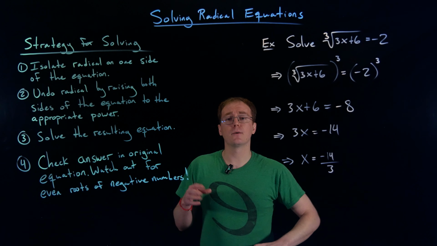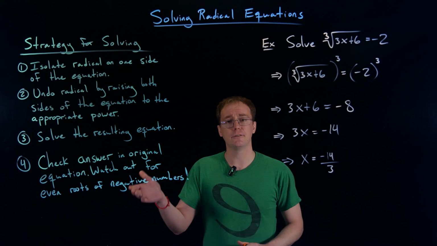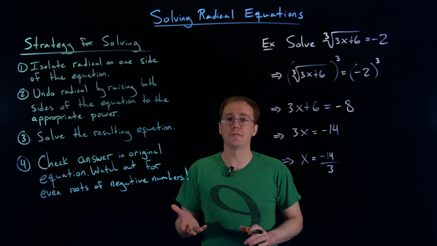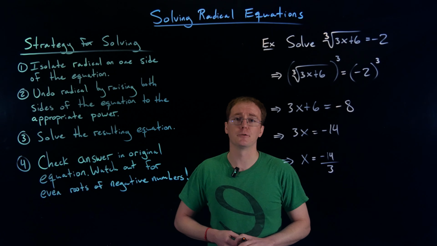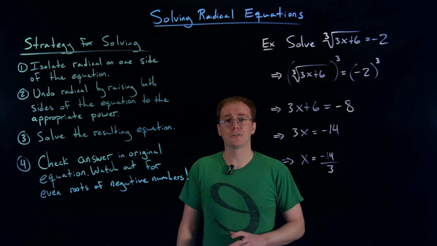And technically, we don't have to really check our answers when we're solving these cube roots or these odd rooted equations. It's really just for the even roots like the square roots. Well, odd roots and odd powers work well with negative numbers, and that's just not the case for even roots like square roots. But if we want to check our answers just for good practice, we can plug negative 14 over 3 into our very original equation.